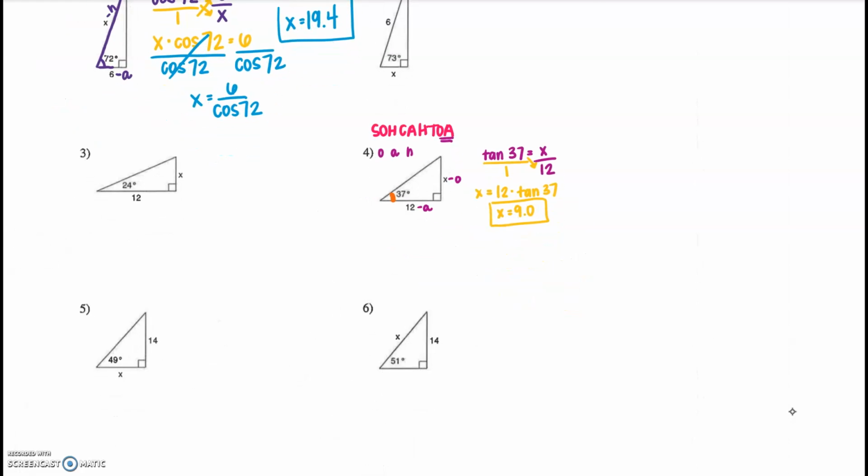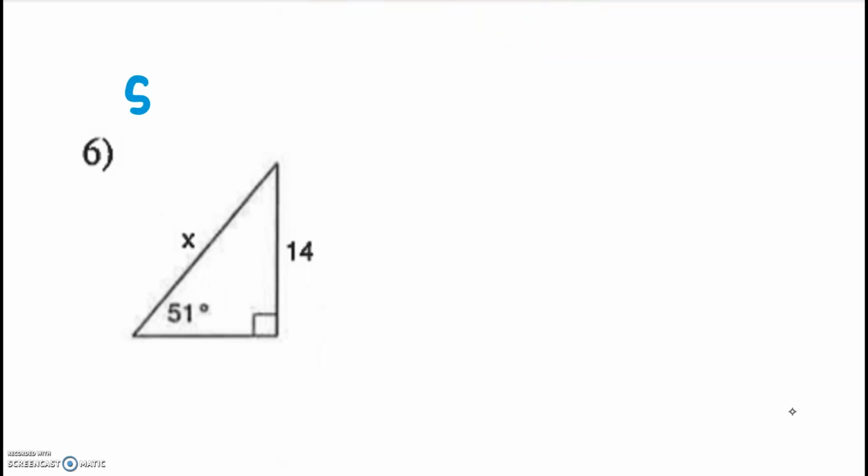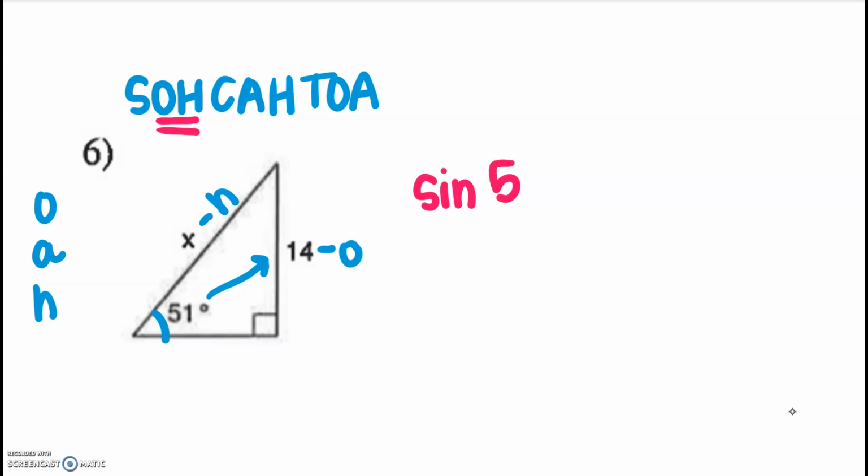Okay, and let's do number 6. All right, so I'm going to put SOHCAHTOA up here. So I'm going to first say, do I have O, do I have A, or do I have H? So looking at that angle, 14 would be my opposite side. It's across from. X would be my hypotenuse because it's across from that right angle. So I have O and H. So I'm looking up here. Here is my O and my H together. So I'm going to use sine. And then your angle measure always follows, remember. Sine of 51 equals 14 over X.